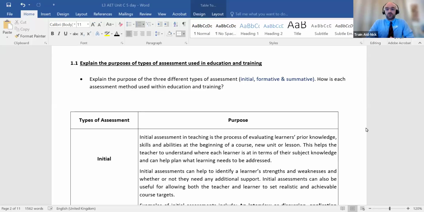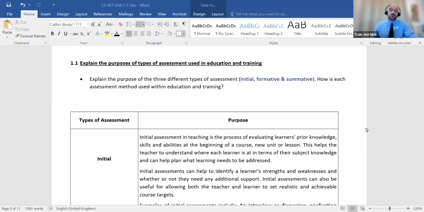Question 1.1 of Unit C is to explain the purposes of types of assessment used in education and training. In other words, we need to explain the purpose of the big three different types of assessments used within teaching and training: initial, formative and summative. So we need to explain the purpose of each one. Essentially, how is each assessment method used within education and training?